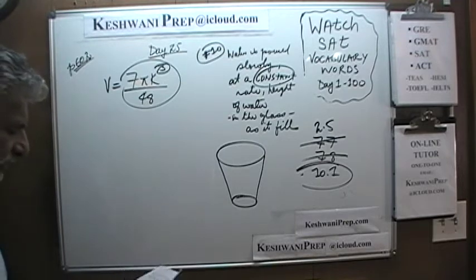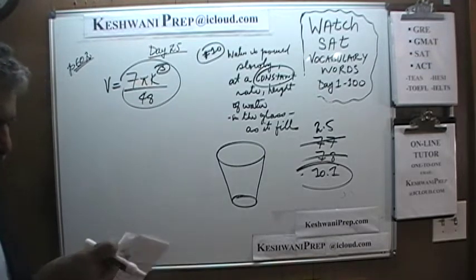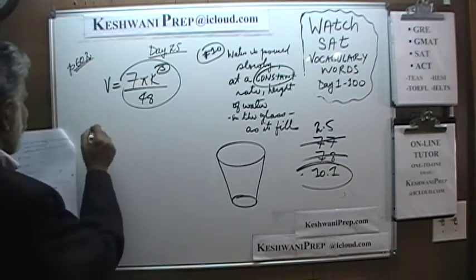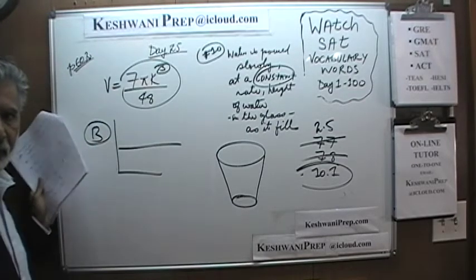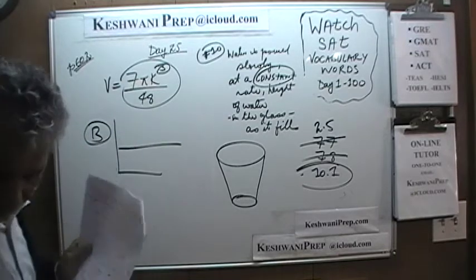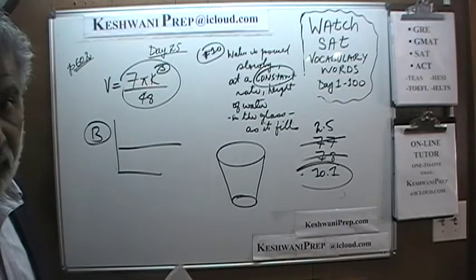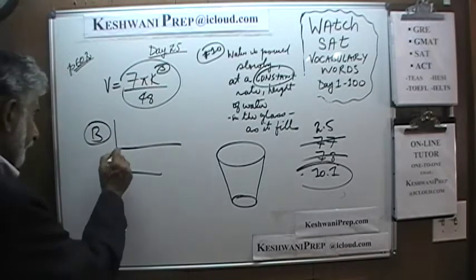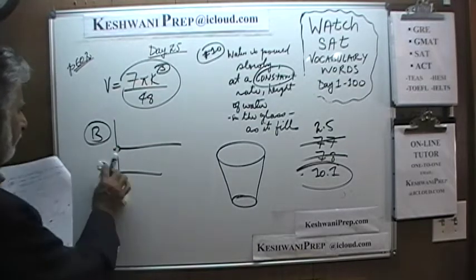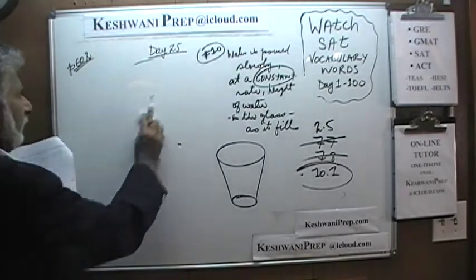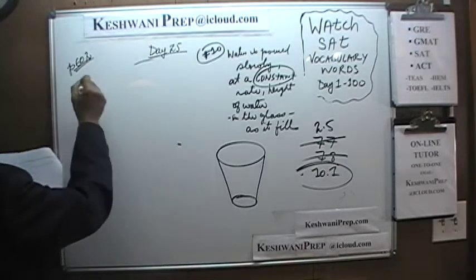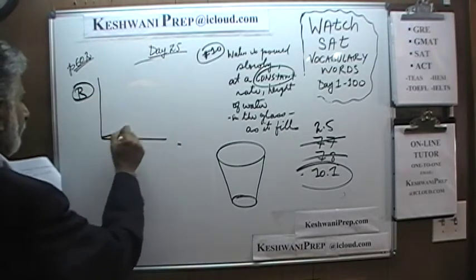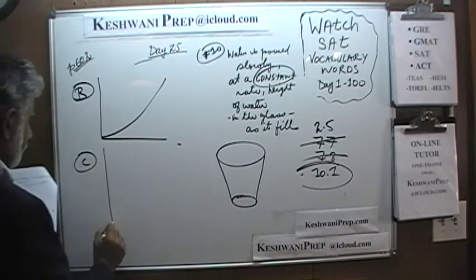Let's look at answer choice B. Answer choice B is even more silly. The height is just flat. It says no matter how much water you put in, the height never changes. Not only does the height never change, but even before you start pouring the water, there is some height of the water in the beginning. It's just plain wrong. There are only two possible answer choices here. Either it is B, which looks like this, or it is C, which looks like this.